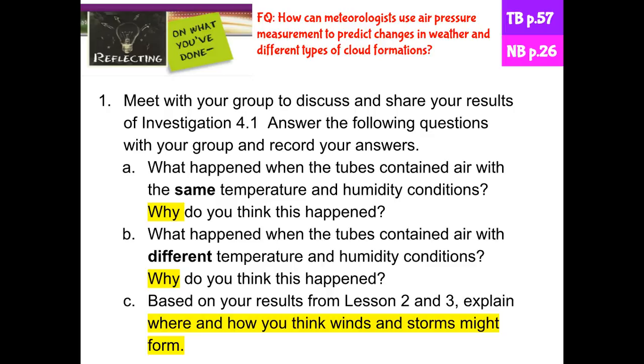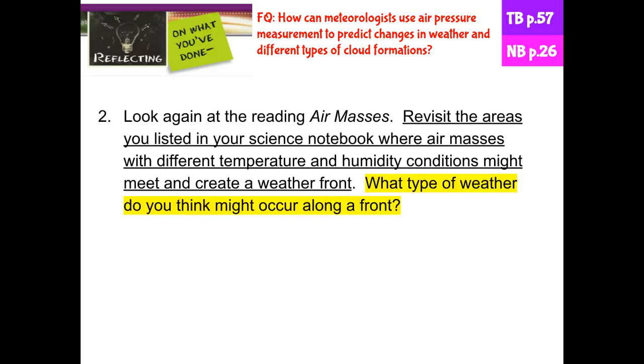So the reflection today, it's a long one. There are 8 steps. You're going to have a sheet to go with this, but you're going to meet with your group to discuss and share results from investigation 4.1. You're going to be doing A, B, and C, focusing on why things are happening and where and how you think winds and storms might form. You're going to look again at air masses. That was a reading from a few days ago. And you're going to figure out what type of weather you think might occur along a front.